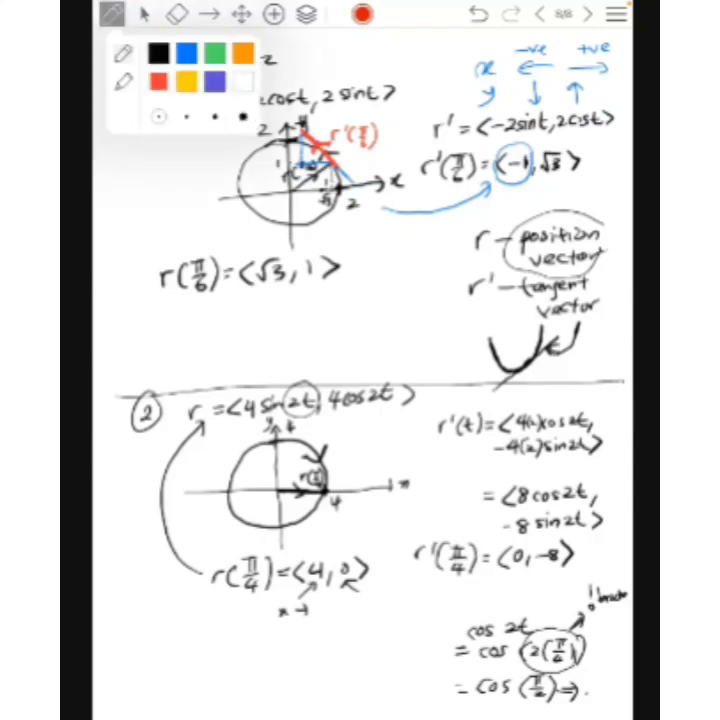So the r prime, for x it stays static, it doesn't go anywhere. And then for y, it goes down, right? Okay, so first it doesn't go anywhere and then it goes down. So this is your r prime of pi over 4. Understand?